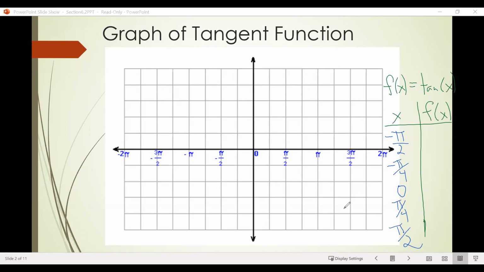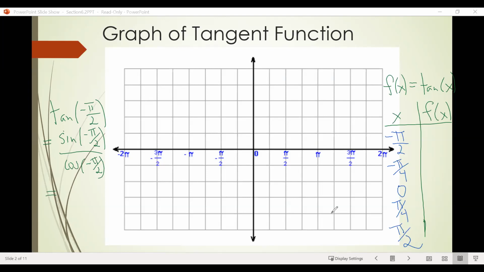So if we start with negative pi over 2, we have to think about finding the tangent of negative pi over 2. We first want to use values from the unit circle, so we're going to break down tangent into sine of negative pi over 2 over cosine of negative pi over 2. And you may also recall, if you think about how negative angles work on the unit circle, negative pi over 2 is in the same place as 3 pi over 2.